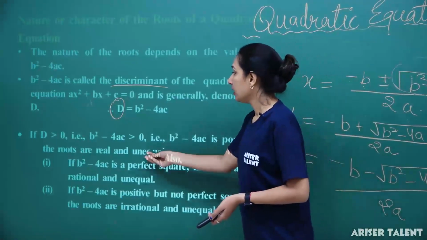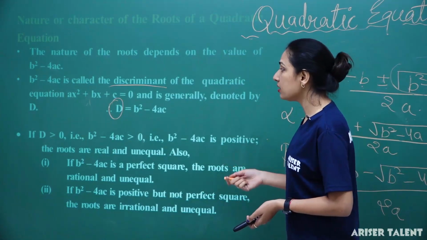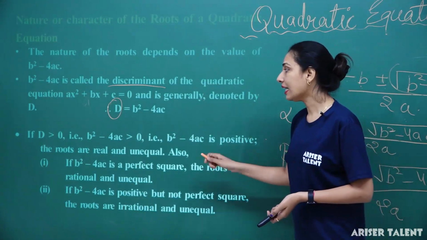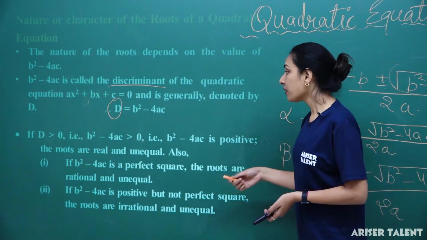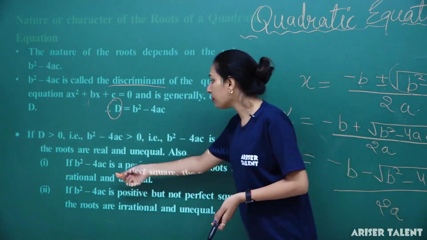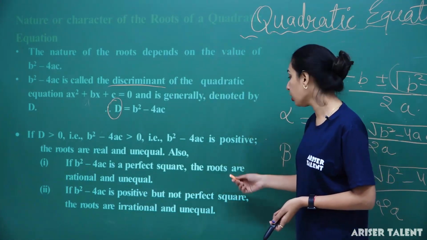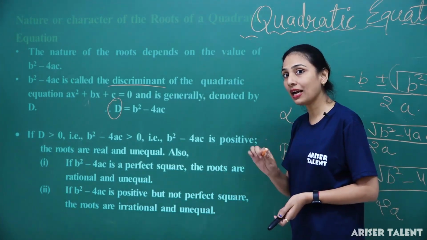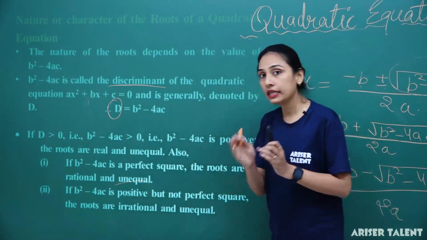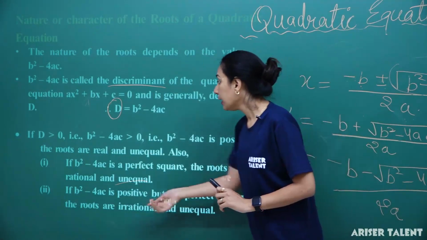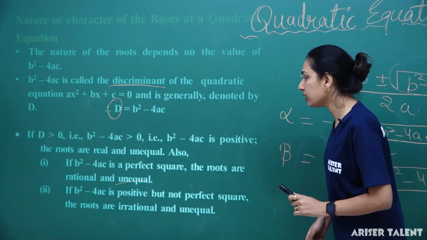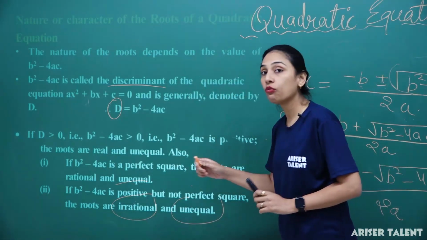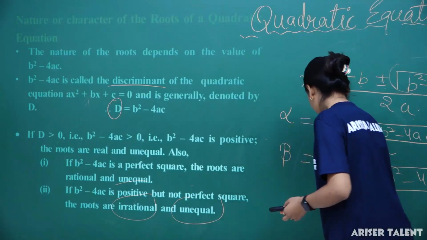Now it's written here, if D is more than 0, that b square minus 4ac is positive, the roots are real and unequal. If b square minus 4ac is a perfect square, that we were talking about, the roots are rational and unequal. Rational, but unequal also. Second, if b square minus 4ac is positive but not a perfect square, roots are irrational and unequal. Irrational but unequal.